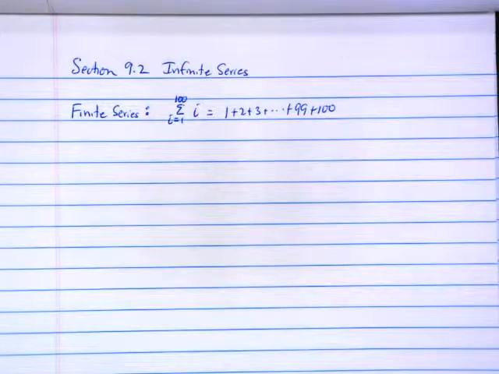Anybody remember the rule for how to add 1 plus 2 plus 3 up to some number? Is it like n plus 1 over n? Close. Not n plus 1 over n. But it does have an n plus 1 in it. It has an n in it also.